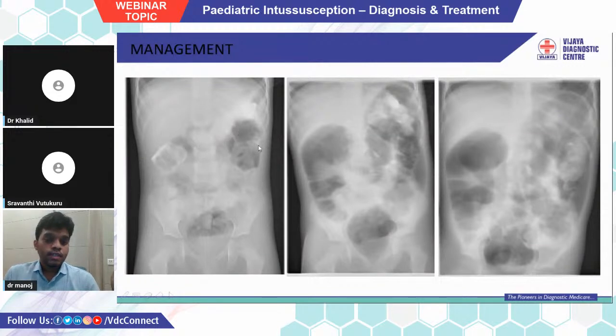So after insufflating some air per rectally, we could see that the head has reached till the IC junction. Once it is at the IC junction, we're not able to see any small bowel gas. Once we are able to reduce it completely, the mass has disappeared on the next image, and there is now presence of gas in the small bowel.